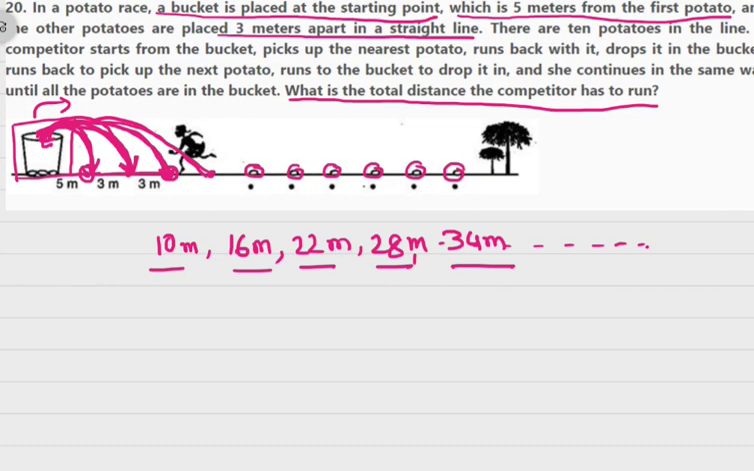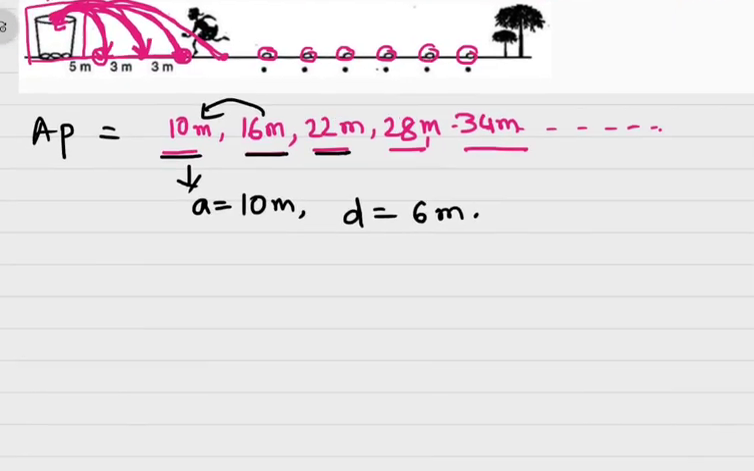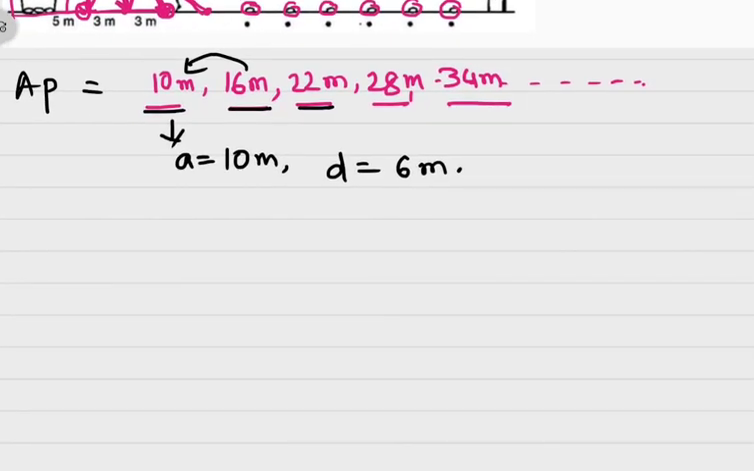If you observe properly, you'll see that this is forming an AP. See, 10, then 16, then 22, where a is equal to 10 meters and d is equal to 16 minus 10, that is 6 meters. Now you have to find the sum of total terms. Since there are 10 potatoes, you have 10 terms. So n will be equal to 10.